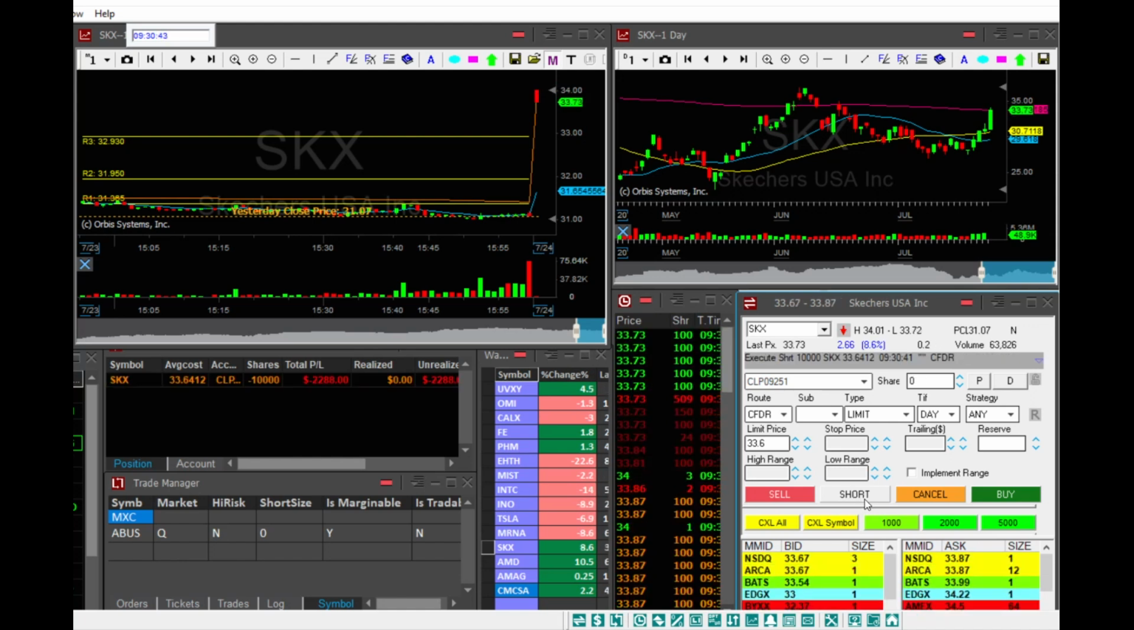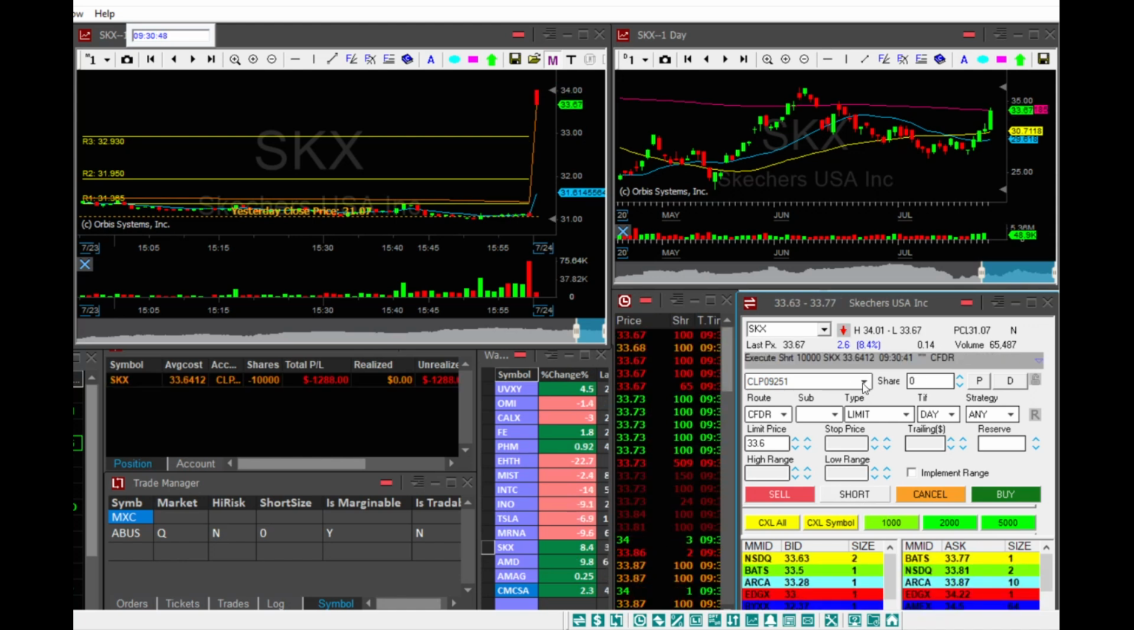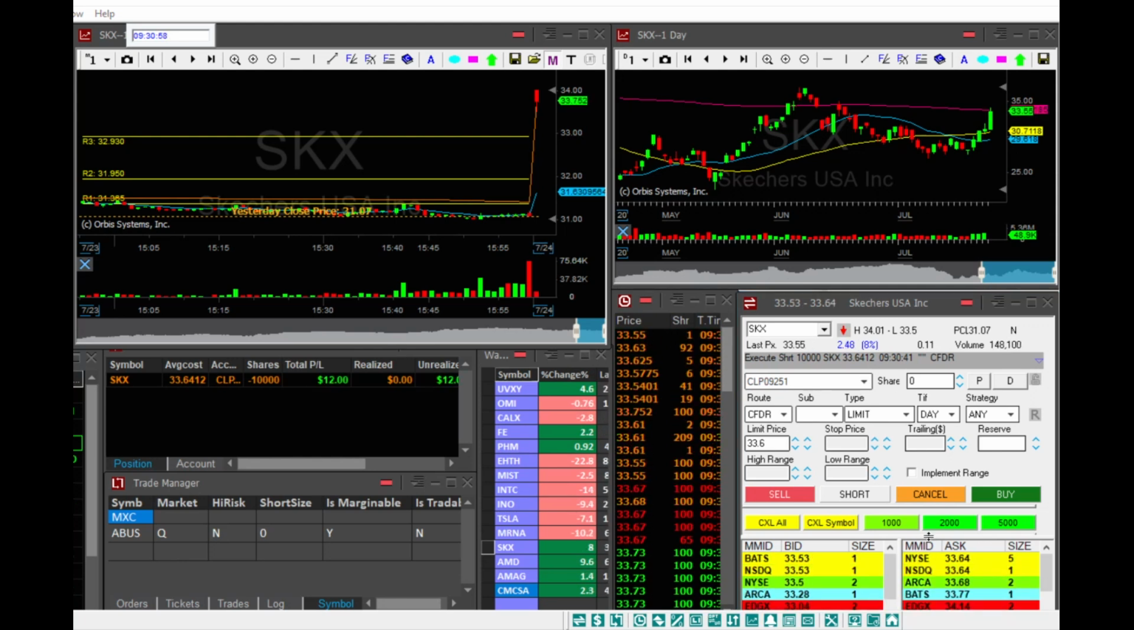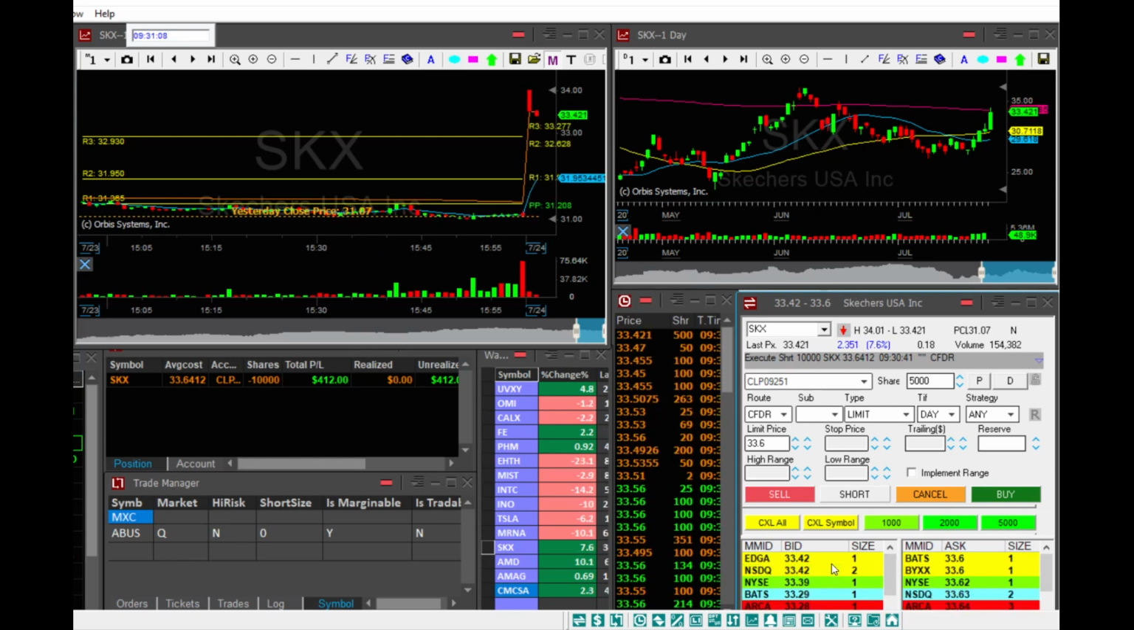I'm looking to start a short on SKX below the opening range at 33.64, 10,000 shares. I will take a scalp on this trade as it's the first minute of the open.